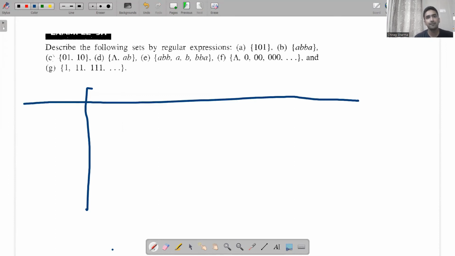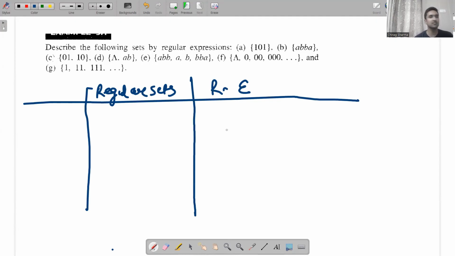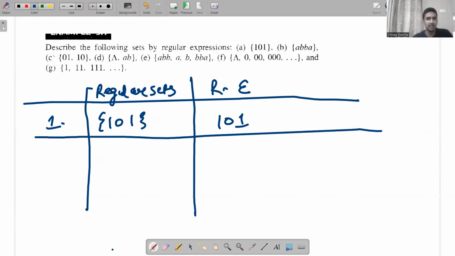So we have regular sets given to us, and we have to find out regular expressions of them. The first question is 101. So guys, what is 101? If I have to represent this entire scenario with a regular expression, 101 is referred to as 101 only. There is no change that I have to do, because this is a concatenation of 101. So the answer would also be the same.